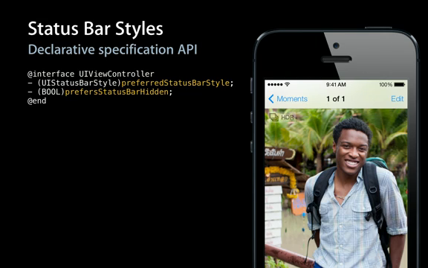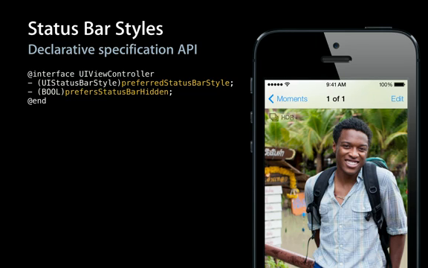Rather than having to manually manage the disposition of the status bar across the various UI screens of your application, you can now specify the styles declaratively by using these properties on UIViewController. And that way, as view controllers are pushed and popped or switched between on tab controllers, modally presented and dismissed, UIKit will automatically manage the status bar for you.